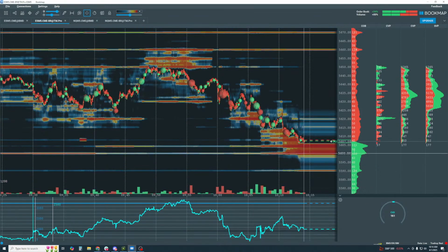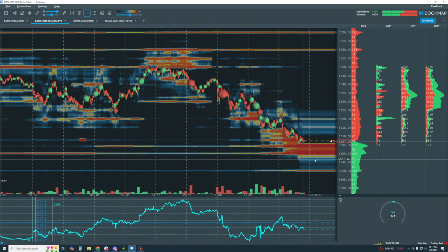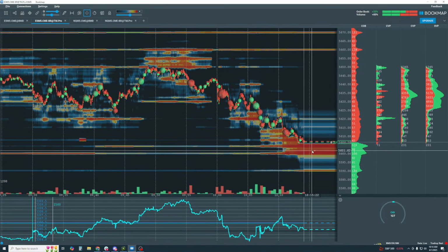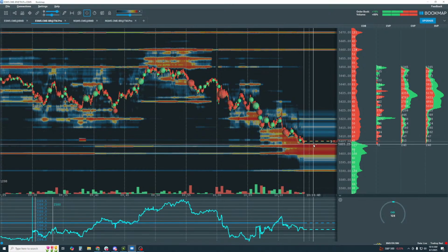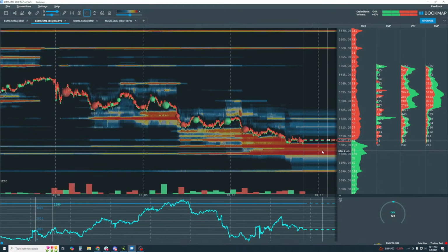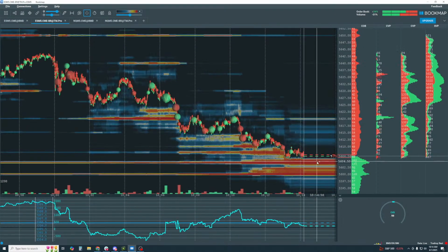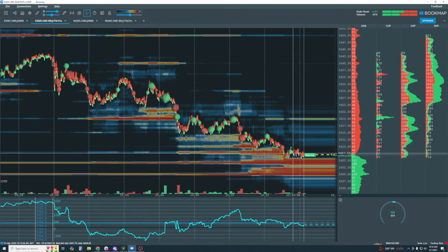We see our 96 is what we said, but look at all the liquidity here, in front of the big figure at 5,600. So there's a lot of buyers here. This is demand.